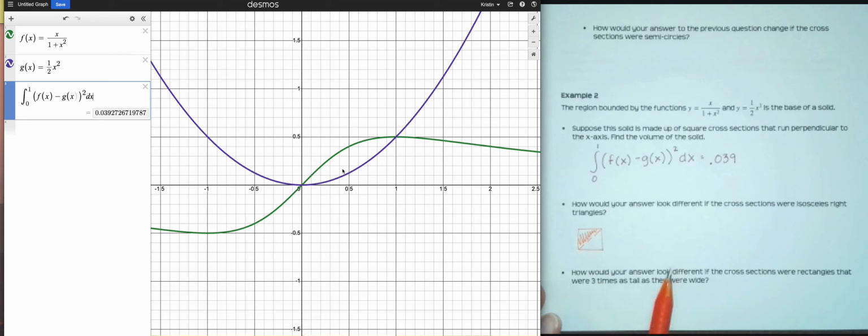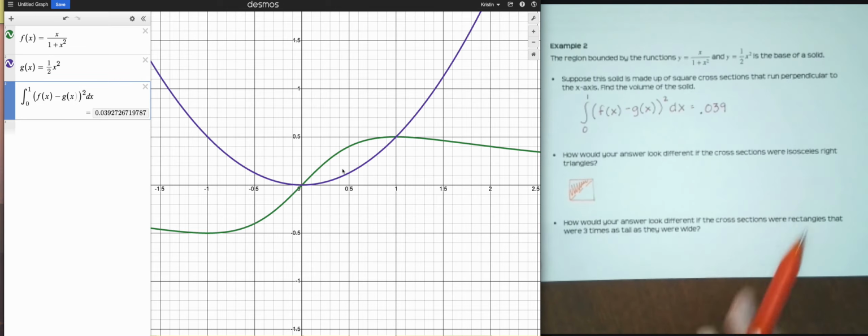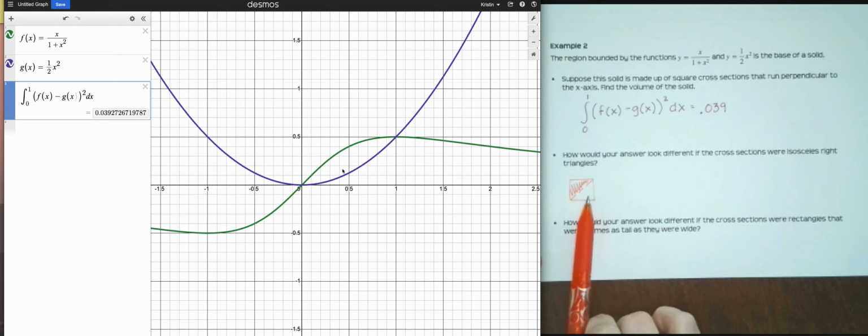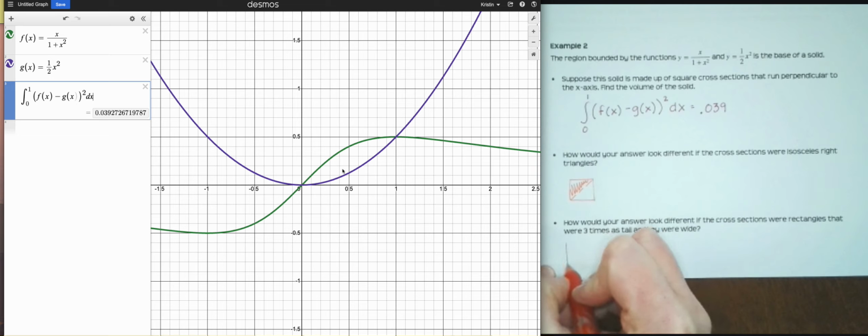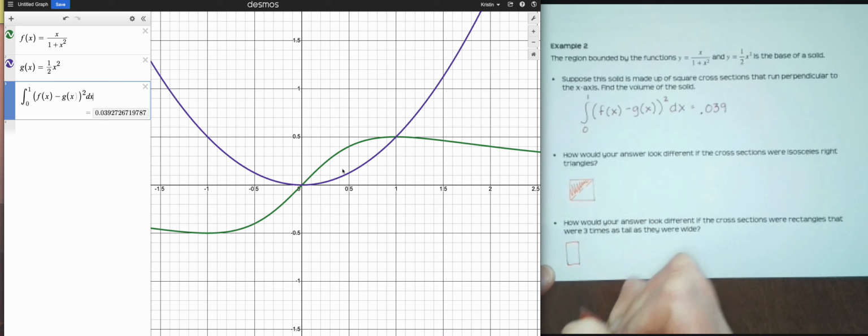I'm trying to decide if I want to go back to the other page of notes. Let's talk about this third one, and then we'll do both of them at the same time, just to minimize paper shuffling. So we'll talk about that in terms of a formula in just a second. Let's talk about this one. What if your cross sections were rectangles that were 3 times as tall as they were wide? So here's the thing with rectangles: you're used to rectangles having 2 measurements, right? A base and a height, or a length and a width.